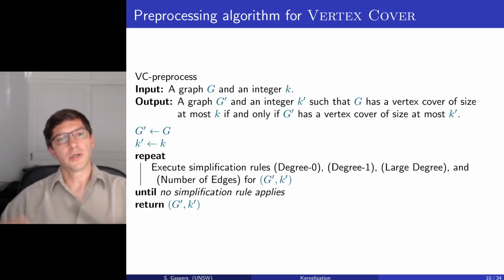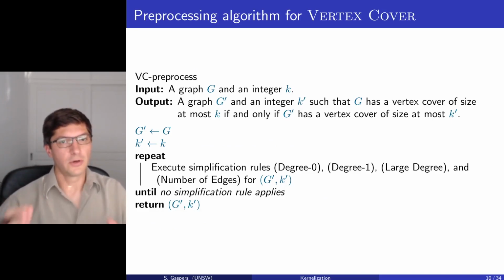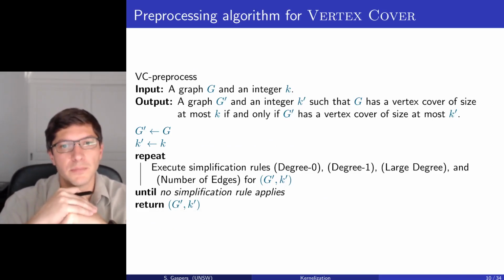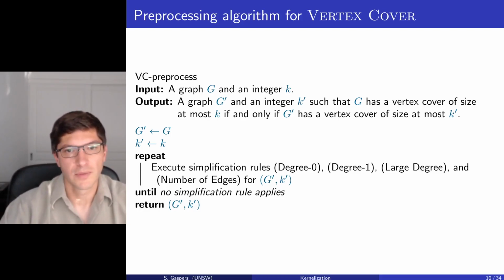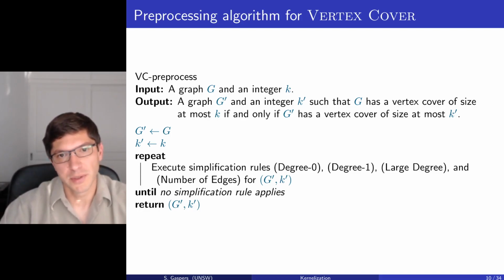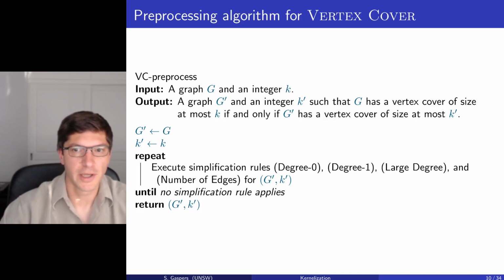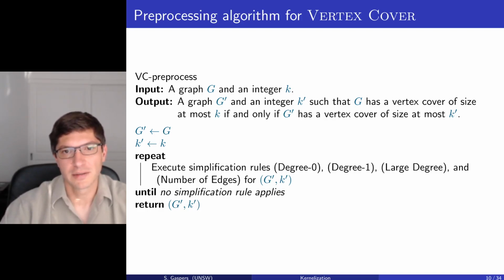Okay, so putting all of this together, we get the following pre-processing algorithm. The input is a graph G and an integer k, and the output will be a graph G prime and an integer k prime, such that we have equivalent instances. So G has a vertex cover of size at most k if and only if G prime has a vertex cover of size at most k prime.